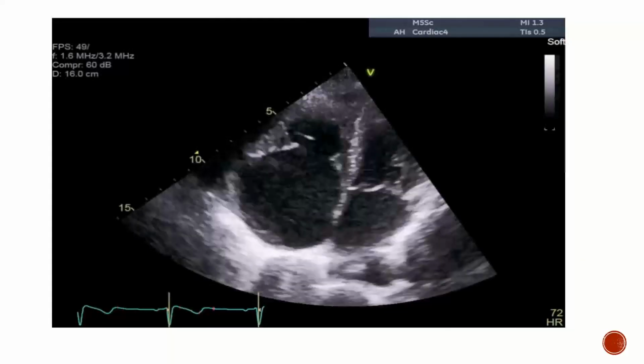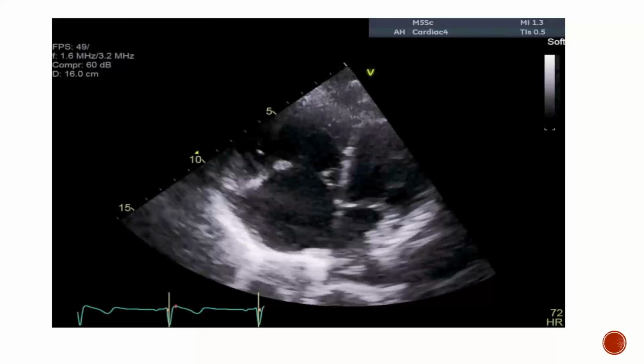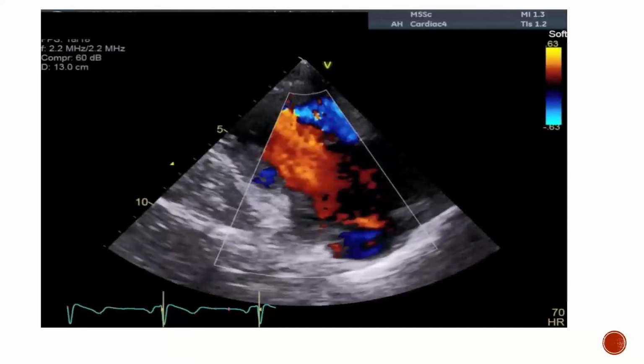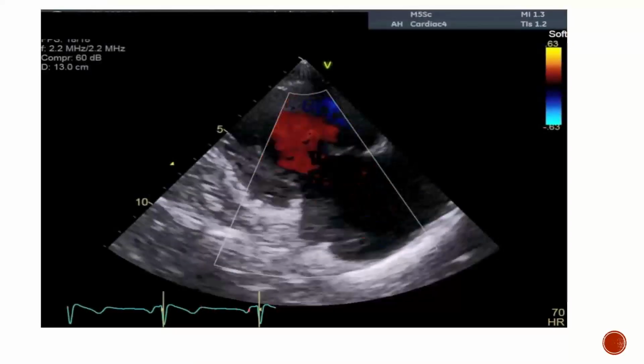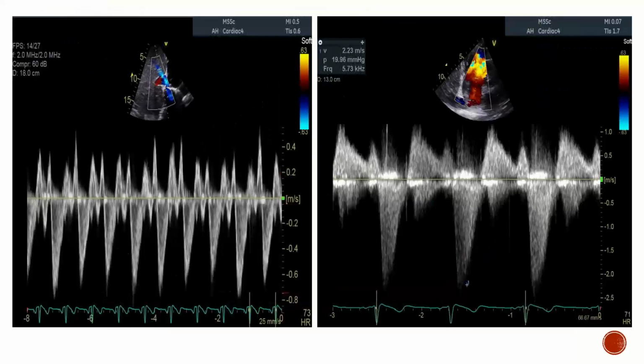Again, you can see that in the apical four-chamber view. So what we appreciate here is severe TR, almost torrential TR, with a wide vena contracta. The hepatic veins show a systolic flow reversal, which is a sign of significant TR, and this is the Doppler signal from the TR showing a triangular shape of severe TR with high density.